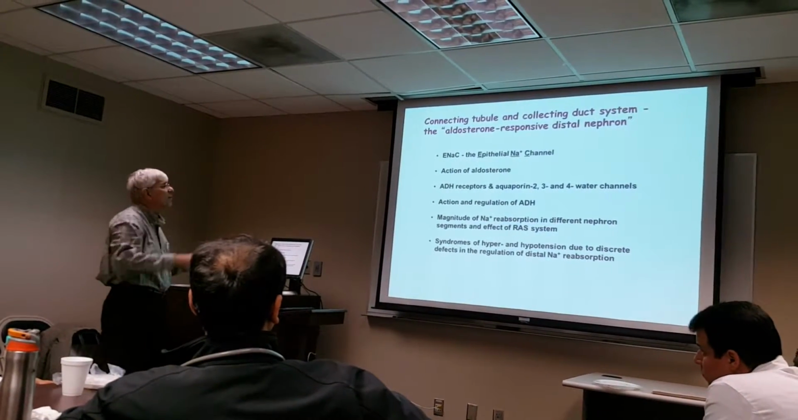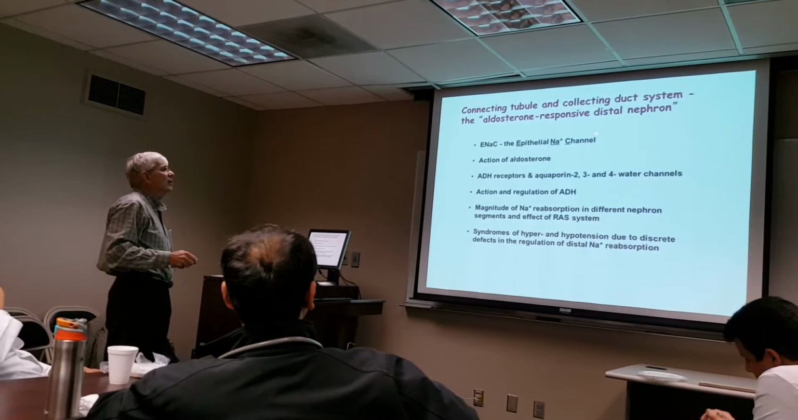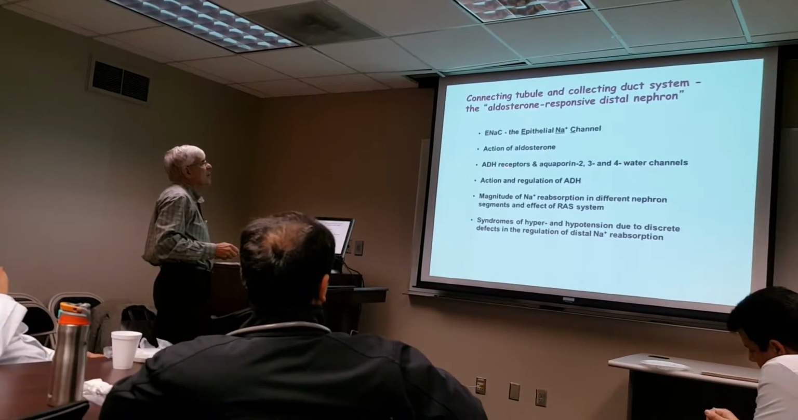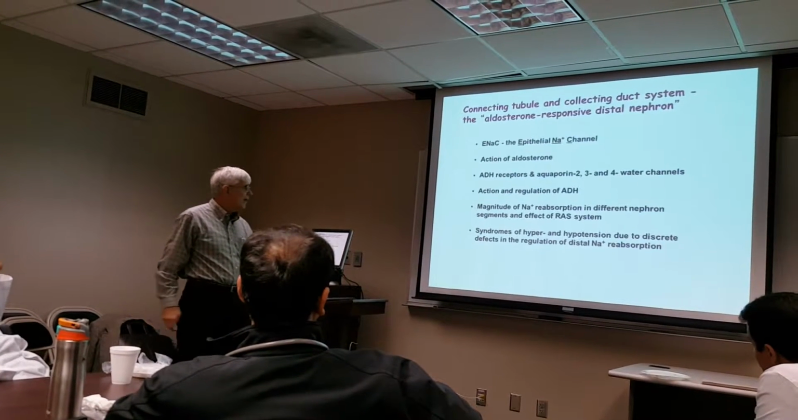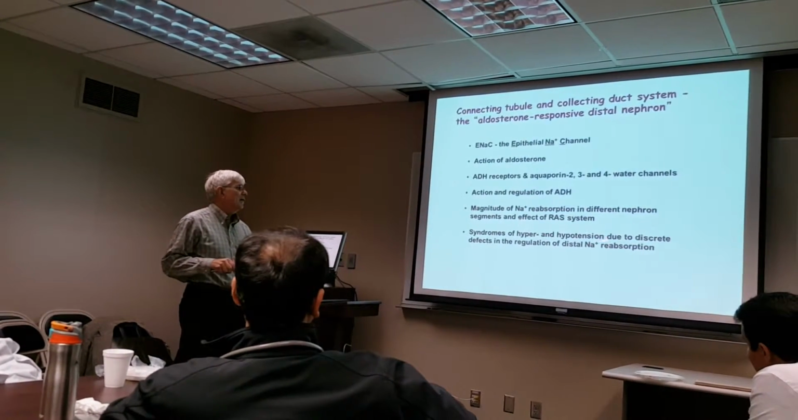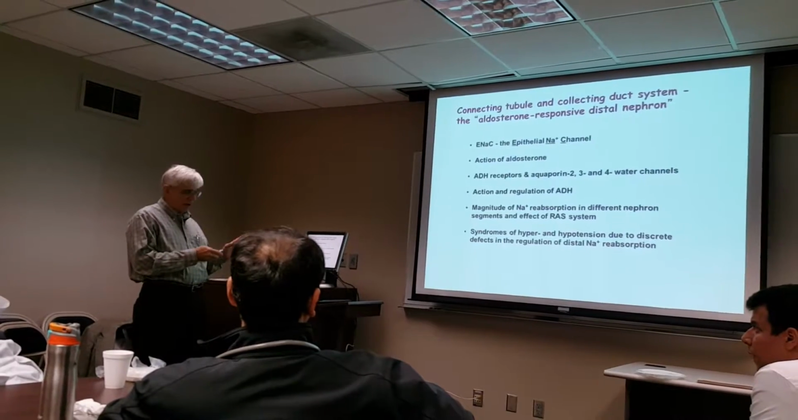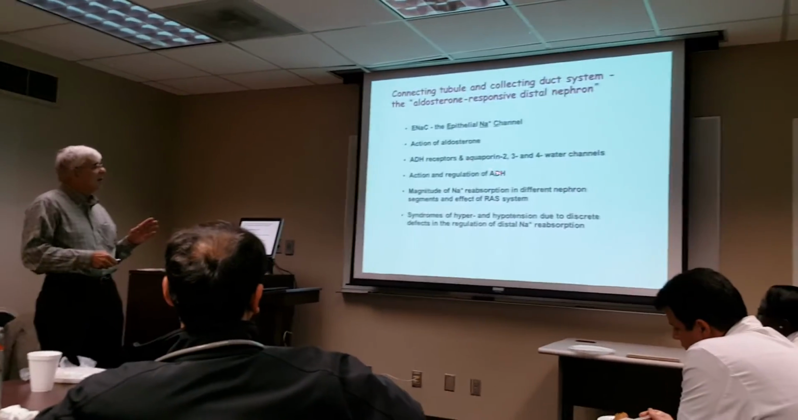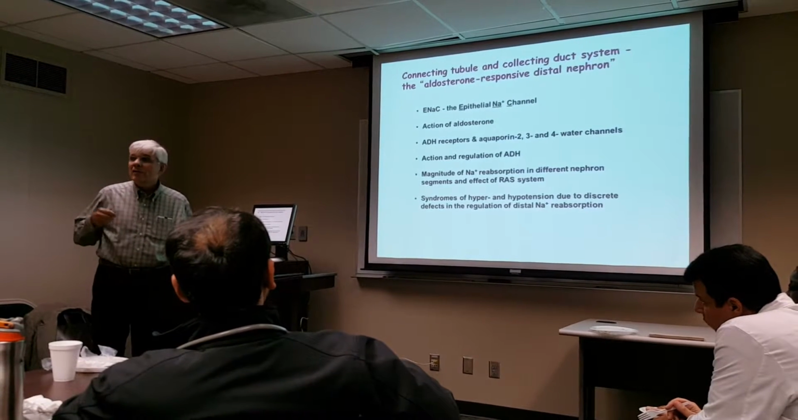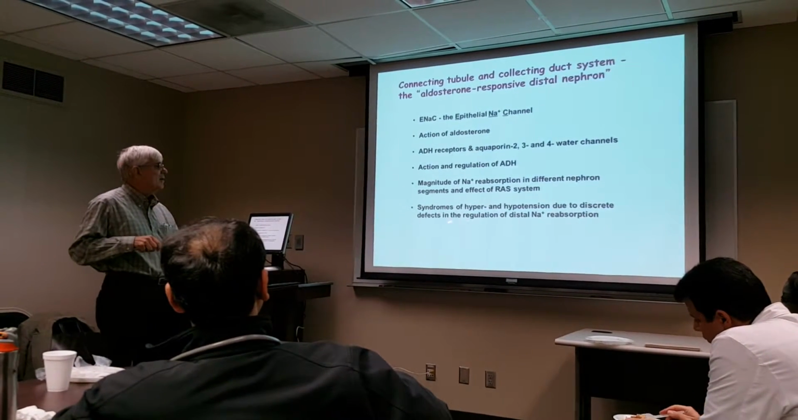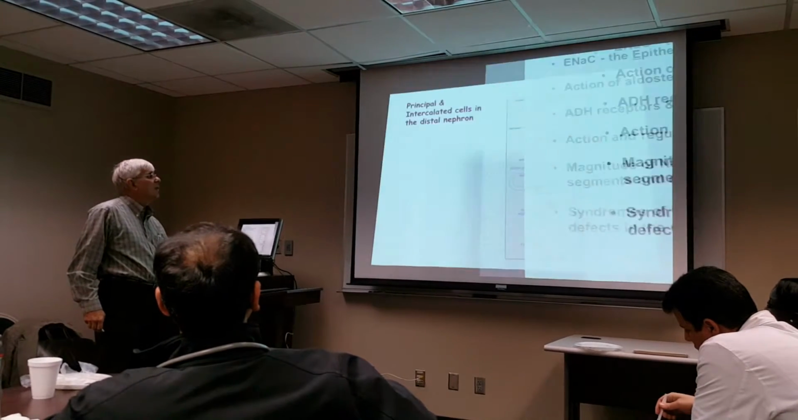So we refer to this as the aldosterone-responsive distal nephron. It has this epithelial sodium channel. It's a site of action of aldosterone and of ADH, and the water channels are there. This is where ADH regulation occurs. And we've also considered the magnitude of salt reabsorption in different regions of the nephron. What I want to get to now is, first of all, just the overall feedback mechanism involved in ADH action, and then to give you explanations for some syndromes where there is defective regulation of distal sodium reabsorption and either volume retention or volume loss.